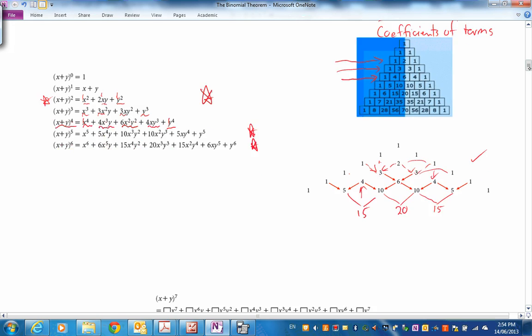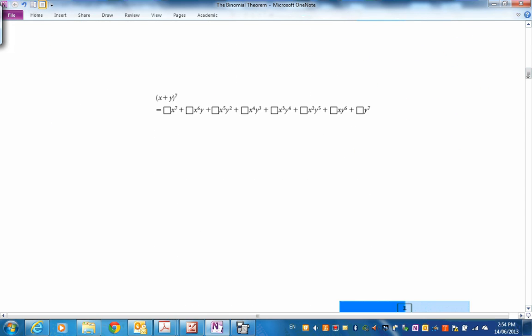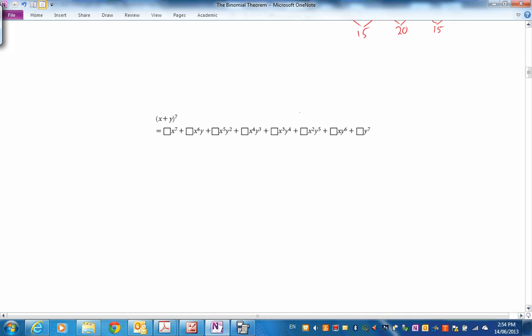So can we see a system then of getting it right? Well, here we have it. Let's do x plus y to the 7th. Now, have you seen that the pattern is, if it's x to the 7th, the next term is x to the 6th and y to the 1. Hey, the sum of those powers is always 7. Then the next term would be x to the 5th, y squared. The sum of those powers is always 7. And then x to the 4th, y cubed. The sum of those powers, always 7.